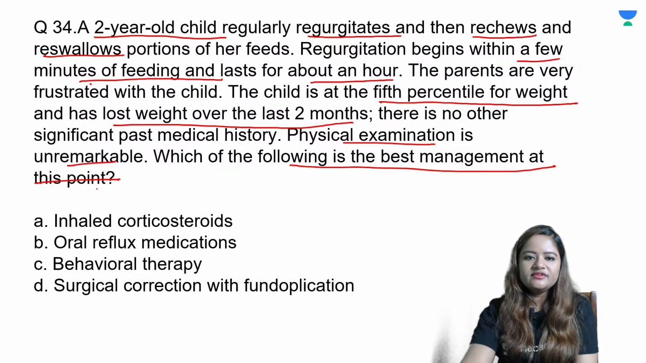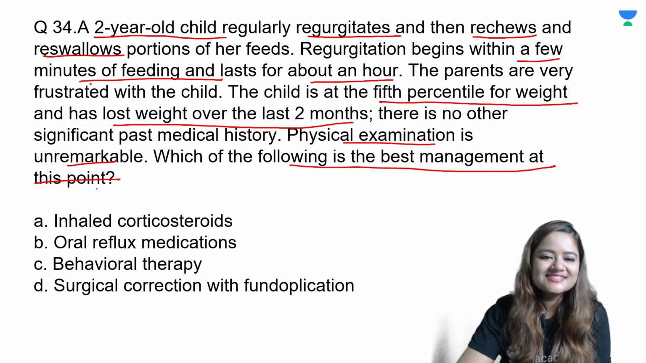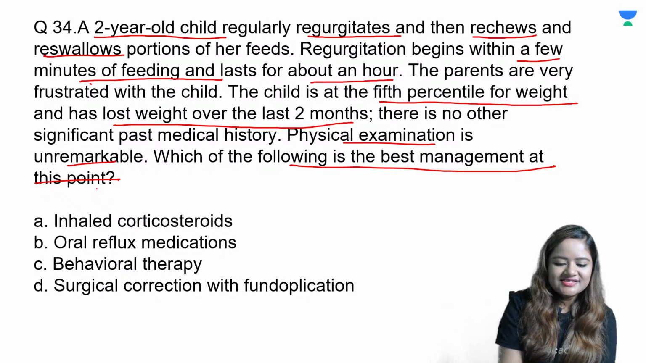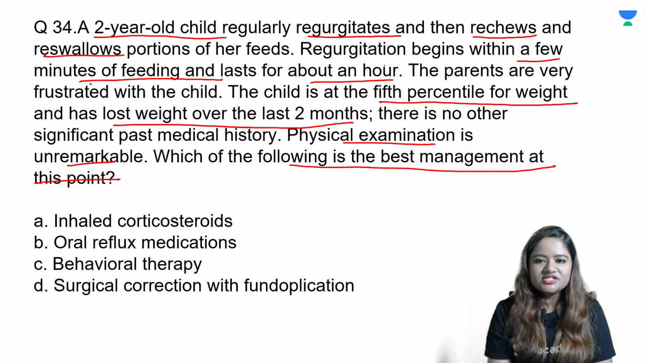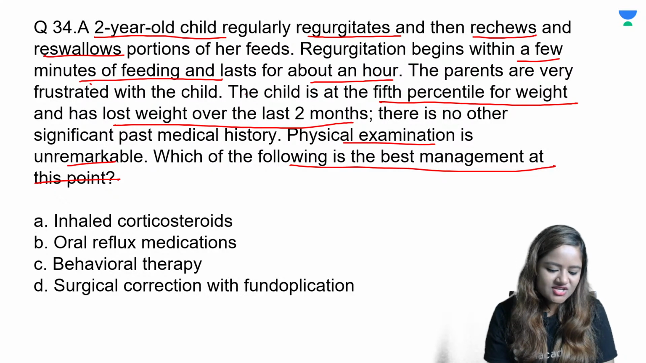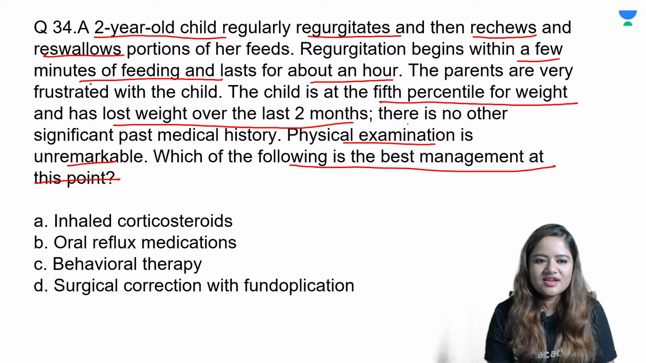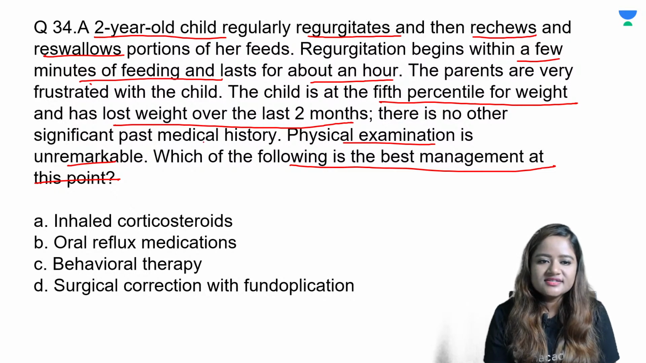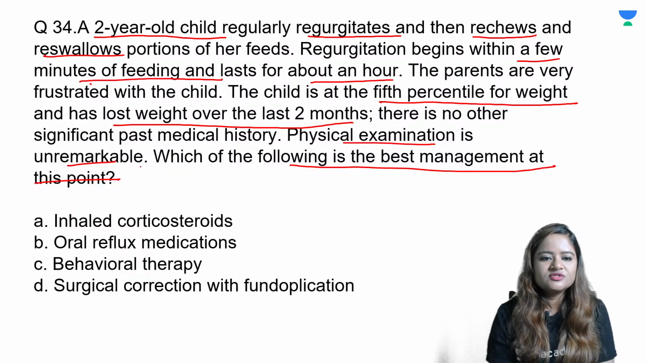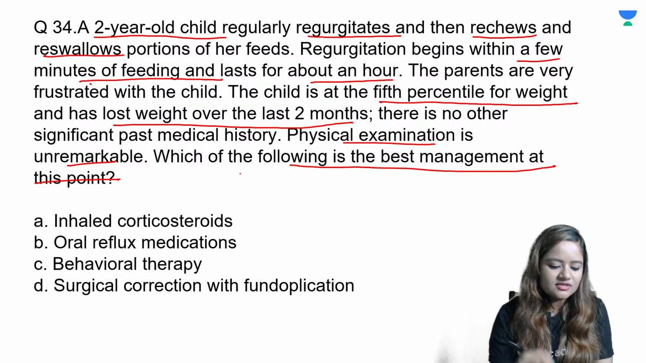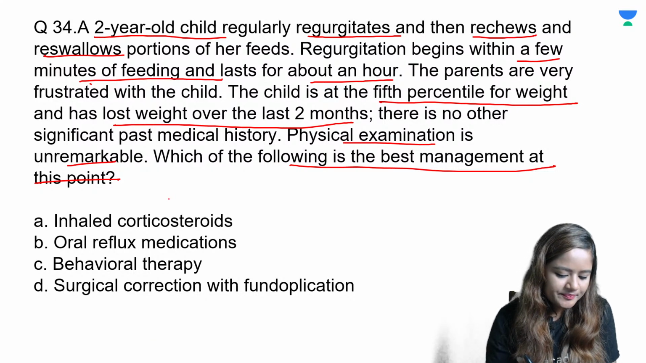Please think over it. Even if you did not listen to the psychiatry class, you can still rethink about it. A 2-year-old child regularly regurgitating the food. Regurgitation begins within a few minutes and lasts for about an hour. The parents are frustrated with the child and the child is having weight loss also for the last 2 months, but there is no other significant past medical history. That means the child has not had complications any time. The physical examination is unremarkable. So even if you read the question carefully, what is the best management that you would choose?